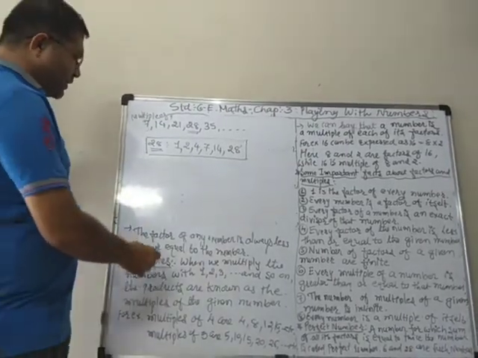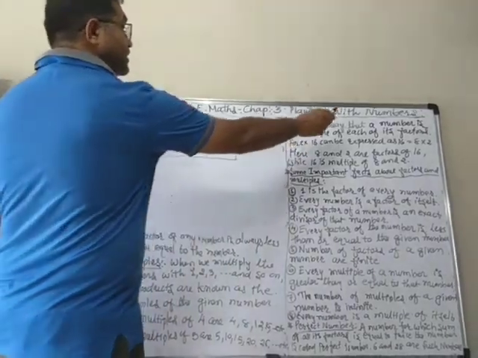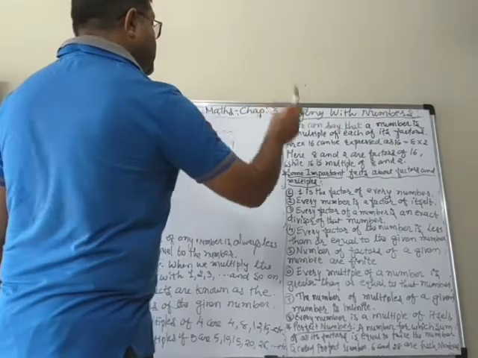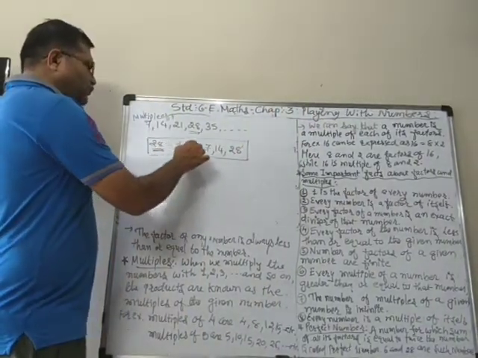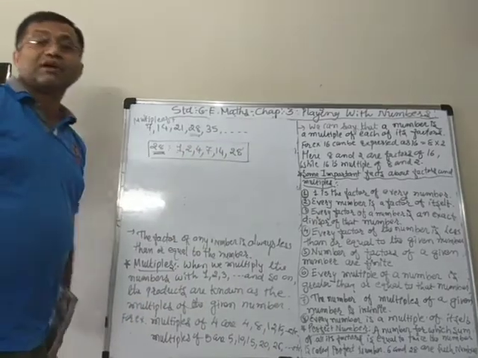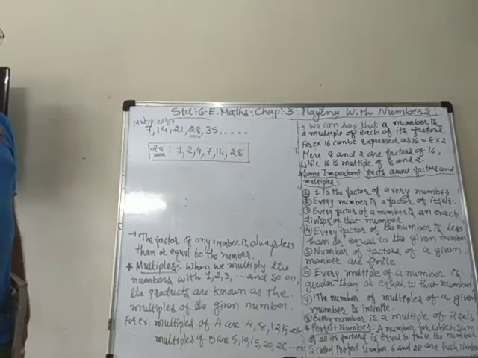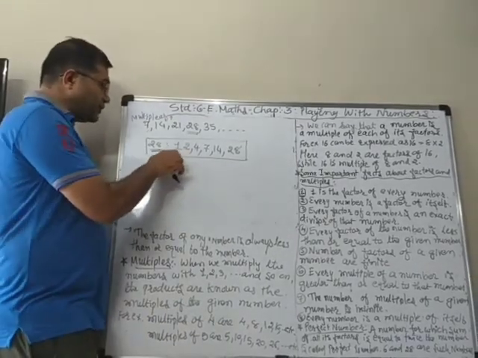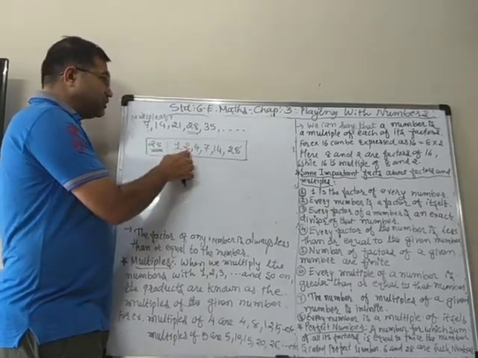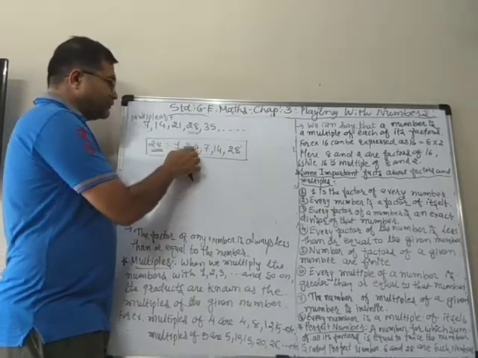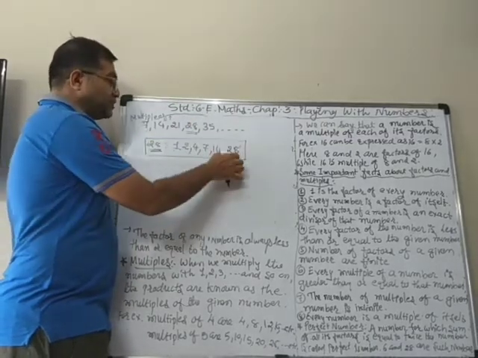Now we can say that a number is a multiple of each of its factors. So 1, 2, 4, 7, 14 and 28 are the factors of 28, but 28 is the multiple of 1 because 1 multiplied by 28 is 28. It is the multiple of 2 also because 14 2s are 28, 7 4s are 28, 4 7s are 28, 14 2s are 28 and 28 1s are 28.